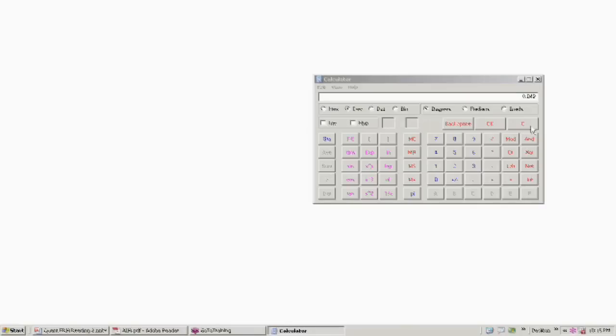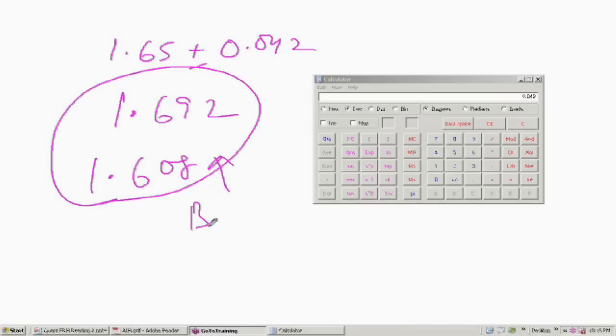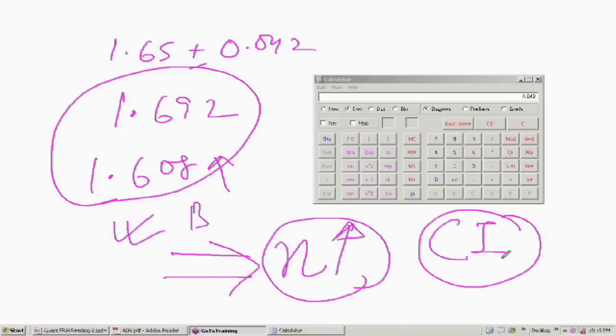So what you have got is 1.65 plus minus 0.042, so it is 1.692 and 1.608. So B's confidence interval range is lower with the same probability. So B has done a better estimation. What we can say is that an increase in sample size will result in a lower confidence interval, which is better.